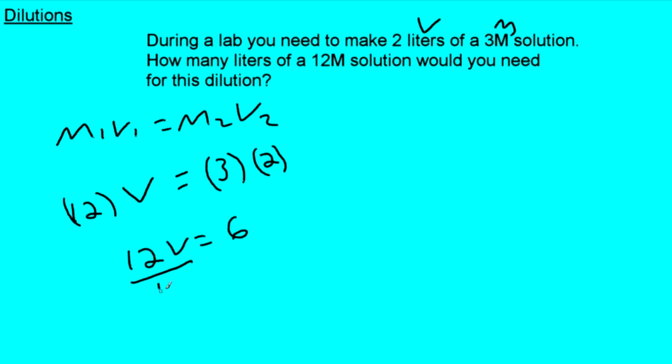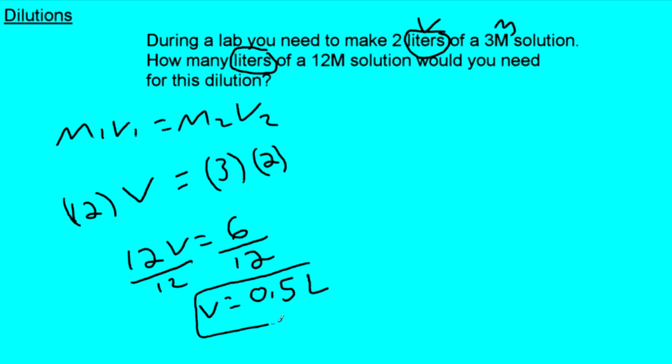Divide by 12 on both sides. Remember, you always divide by the side of where your unknown is. Notice how our units of volume are in liters this time on both sides. Liters, liters. So our answer is going to be in liters.